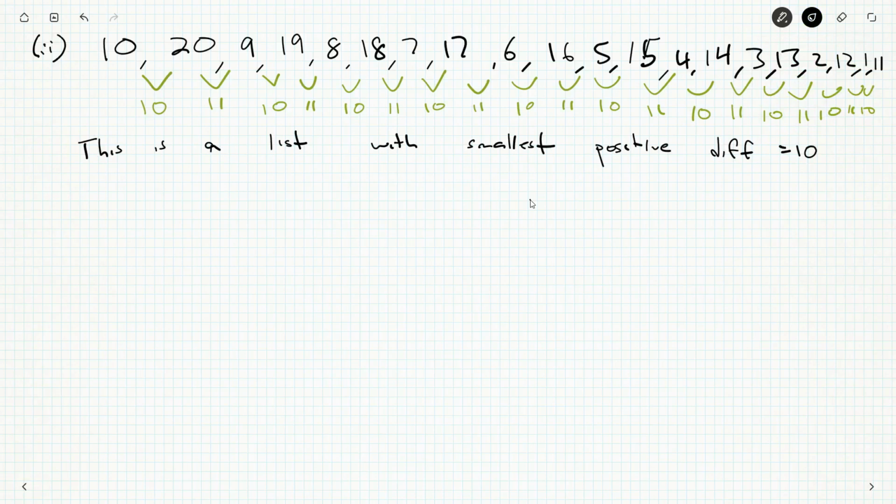We've shown you can't have more than 10 as your smallest positive difference, and then we've given an example where you can have exactly 10 as your smallest positive difference. So that means 10 is the biggest smallest positive difference we can have. A little weird wording, but we want sort of the maximum of all the minimums, that sort of thing.